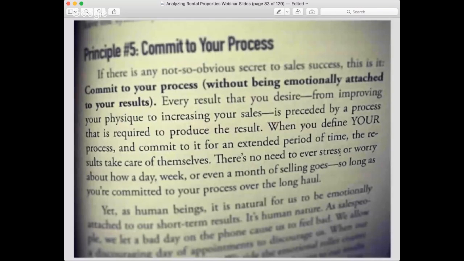So let me read this quote again, and I think it'll make more sense now. Every result you desire, from improving your physique to increasing your sales, is preceded by a process that is required to produce the result. When you define your process and commit to it for an extended period of time, the results take care of themselves. There's no need to stress or worry about how a day, week, or even a month of selling goes, in this case, buying, so long as you're committed to the process over the long haul.